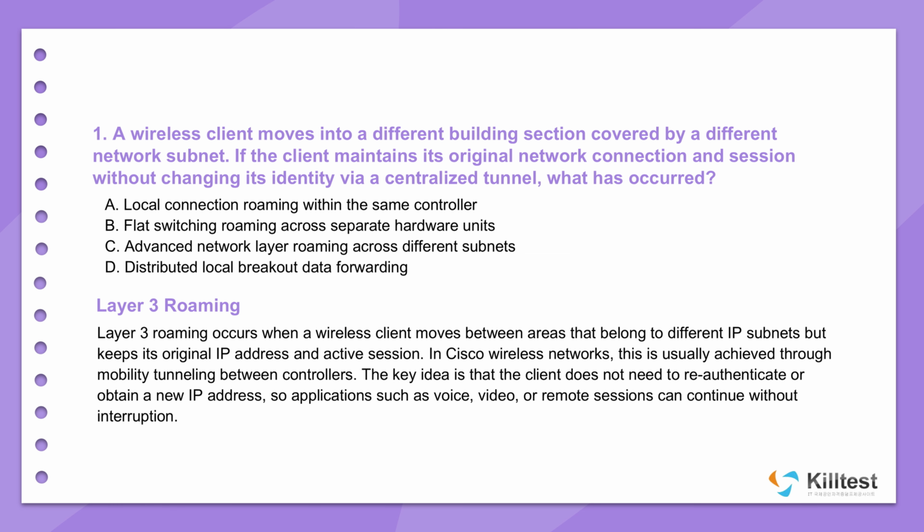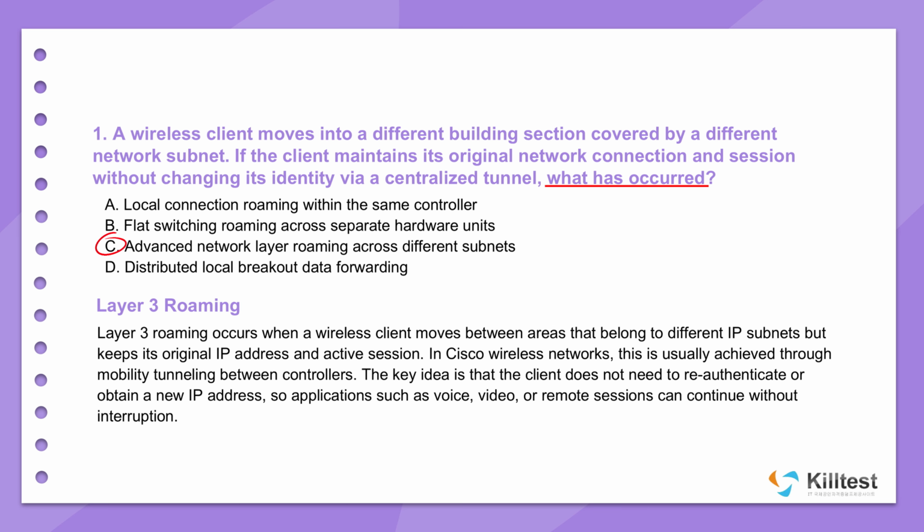Question 1. A wireless client moves into a different building section covered by a different network subnet. If the client maintains its original network connection and session without changing its identity via a centralized tunnel, what has occurred? Okay, so the correct answer is C, and this is basically the textbook definition of Layer 3 roaming. Layer 3 roaming, got it.